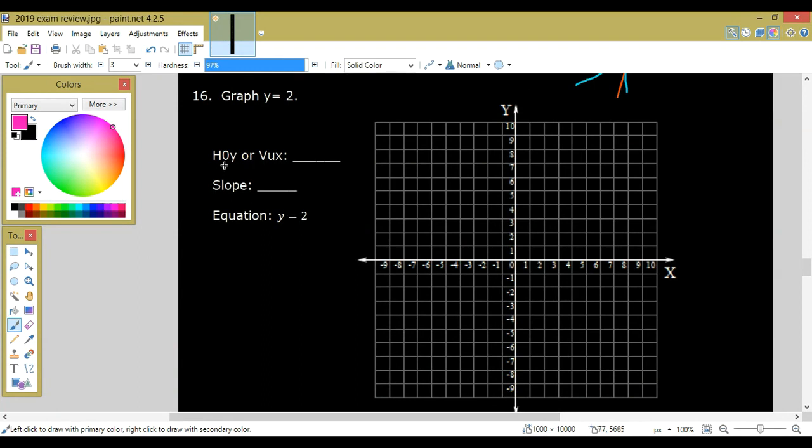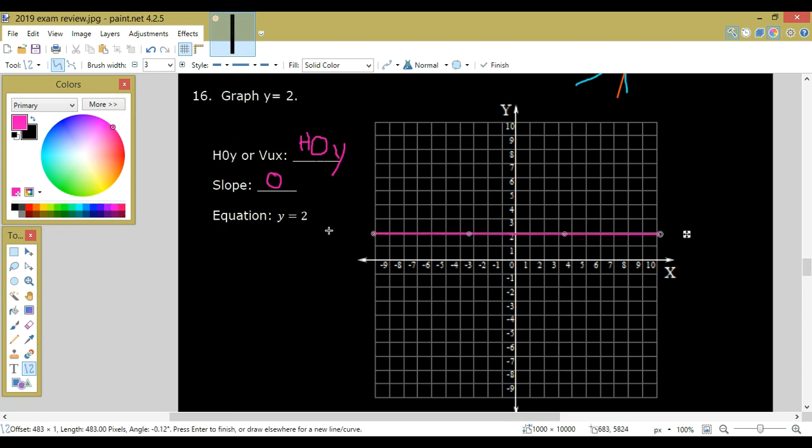Number 16. Graph y equals 2. Y equals 2 is a hoy because it has a y in it. Because it's a hoy, the slope is 0. There's a 0 in the hoy. And you're already given the equation y equals 2. Now the h stands for horizontal, so you're going to make a horizontal line. So we go and find y equals 2, and we're going to make a horizontal line that goes through it. That's it.